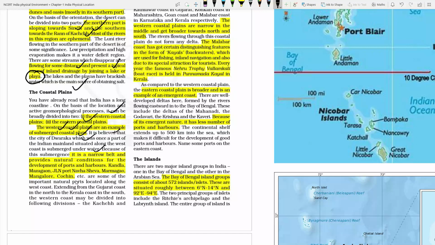Because of its genesis, it provides unique natural conditions where ports can be developed. That's why many ports, Kandla, Mazgaon, Jawaharlal Nehru, Nhava Sheva, Marmagaon, Mangalore, Cochin, are there, because the western coast has been submerged. While on the eastern side, as it is emergent, you will not be able to find natural harbors. On the western side, natural harbors are there. So if someone asks you the question, you can justify the answer.